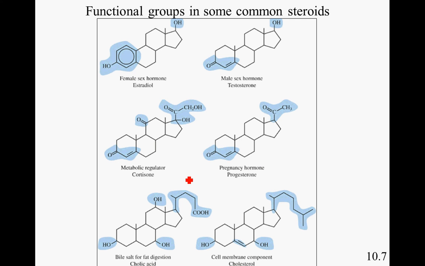Here are some of the different steroids and functional groups that they contain. For instance, estradiol is the female sex hormone. It contains a couple of alcohols. Cortisone regulates the metabolism, contains a carboxylic acid, and a couple of ketones.